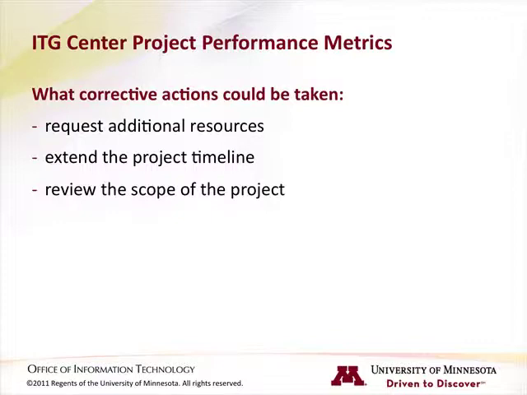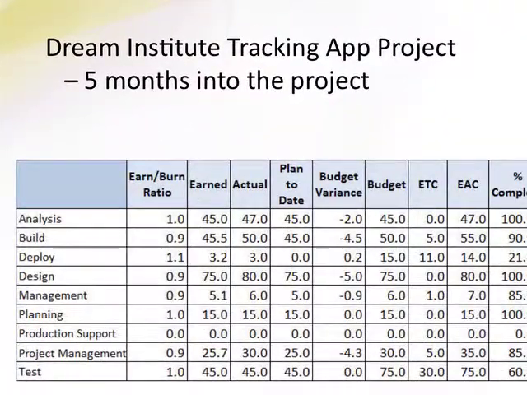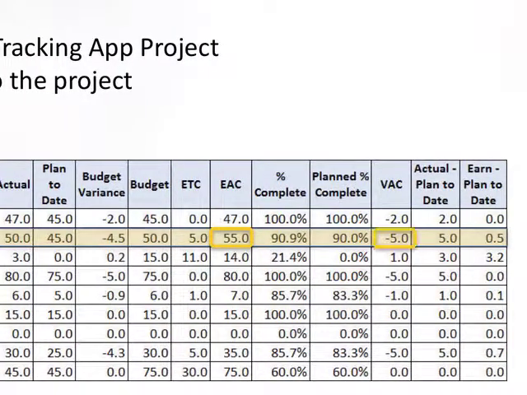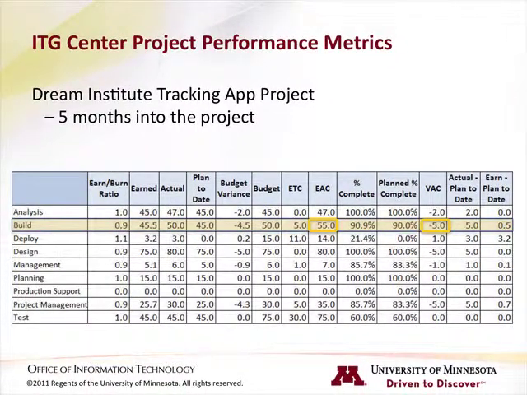Let's do a final check-in with the Dream Institute Tracking App project. 5 months have now been completed, and with the help of additional resources, the project seems to have gotten back on track. The earn-burn ratios look improved from previous months, and if we look at the build activity, we can see that things seem to have gotten back on track. Reviewing the estimate at completion and the variance at completion, it appears that the project will still come in somewhat over budget, but the worst-case scenario that had previously been reflected in the higher ETCs has been avoided. By taking corrective actions early, Jane Redding was able to effectively manage the overall work effort and the project schedule.